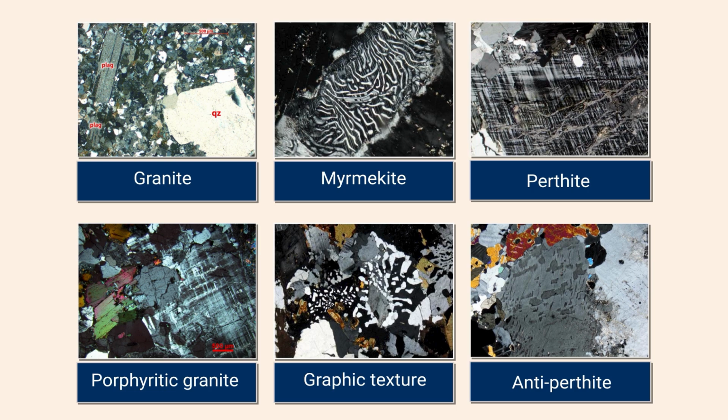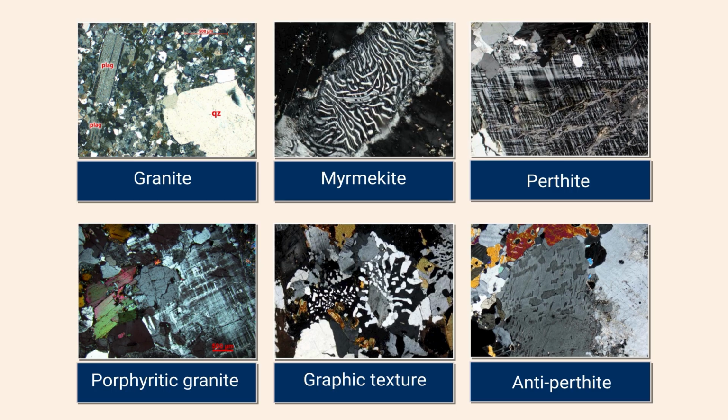Then below, we have the porphyritic granite where you can see the phenocrysts of plagioclase and quartz embedded in a fine grained matrix consisting of plagioclase feldspar, potash feldspar and quartz. Here is a myrmekitic intergrowth. Myrmekite is a type of texture seen at microscopic level where vermicular growth of quartz is seen in a plagioclase host.